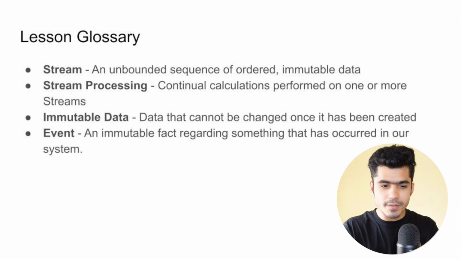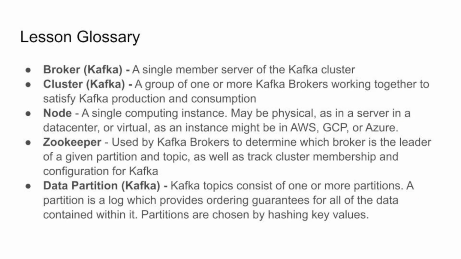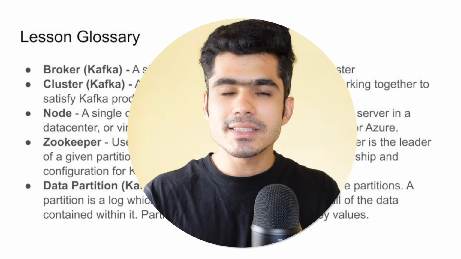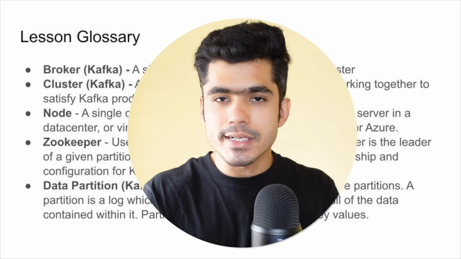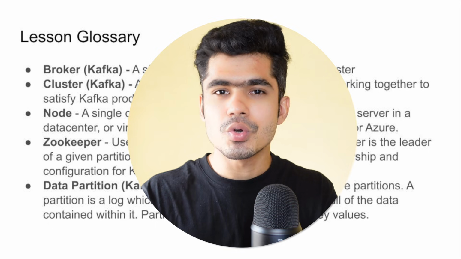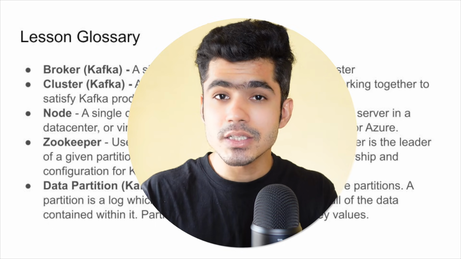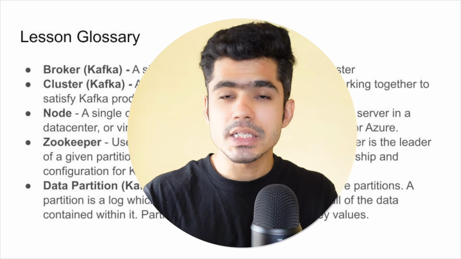So this is a lesson glossary. We have stream, an unbounded sequence of ordered and immutable data. Stream processing, which we already talked about, is continual calculation performed on one or more streams. Immutable data basically means you cannot change it. Again we talked about event, broker, cluster, node, Zookeeper, data partitioning, and many more. This is everything you need to understand to execute this project. I highly suggest you go online and read about all of these things from a technical point of view and understand more of it.